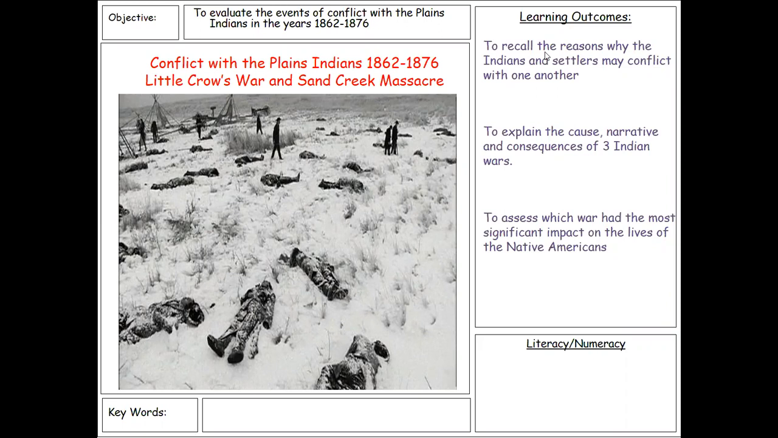Now, some of these battles were horrendous. And these aren't the only battles we're going to look at. In Unit 3, we're going to look at some very significant battles. But around 1862 to 1876, this is where the conflict, the unhappiness, the anger started to boil over.